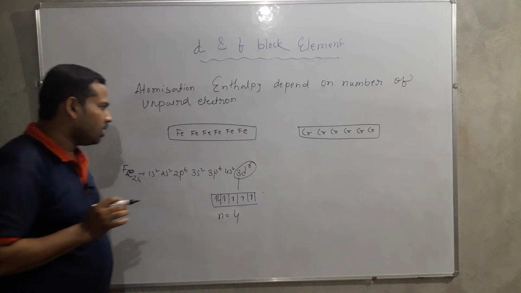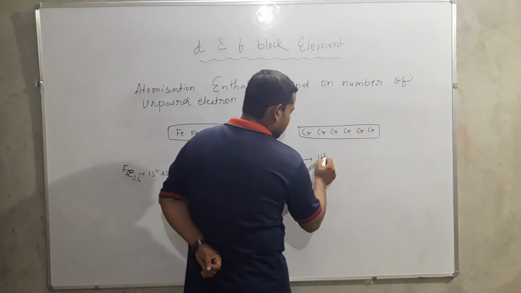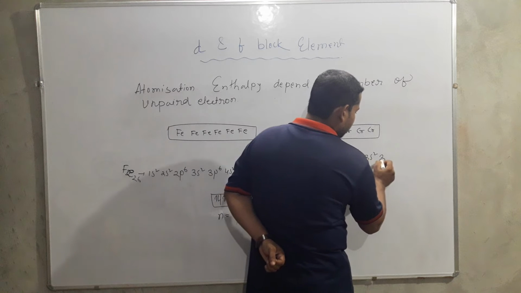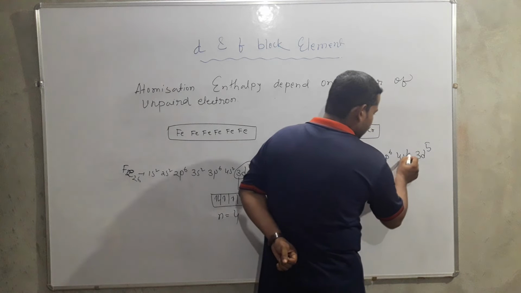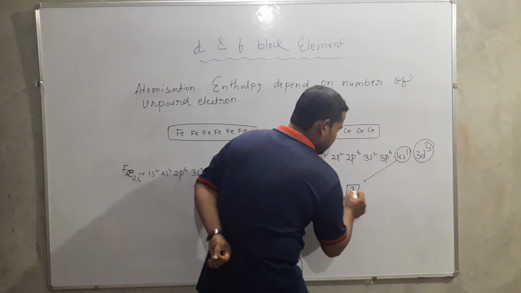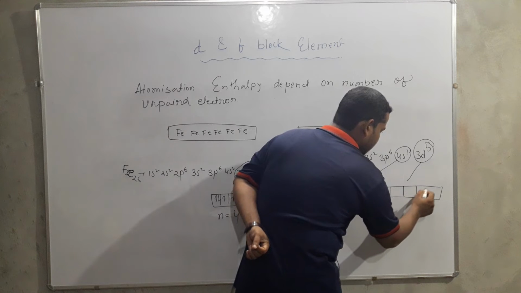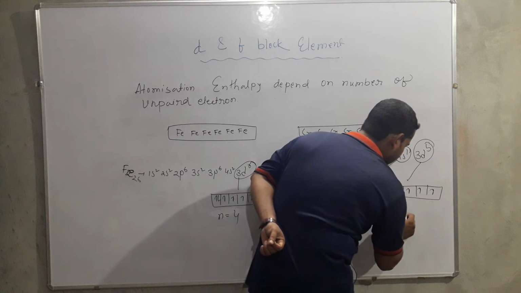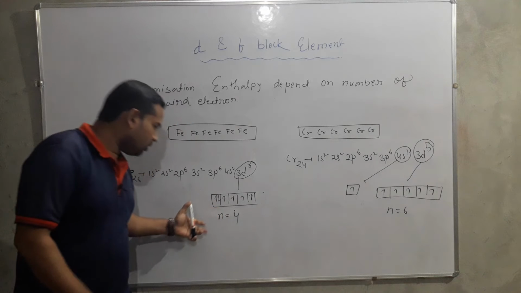Clear people? If you draw chromium, its configuration, 24, 1s2, 2s2, 2p6, 3s2, 3p6, 4s1, 3d5. So this is the unpaired, this is also unfilled. So draw its electrons, 1, 2, 3, 4, 5, 1. Therefore n equal to 6. That is, chromium contains 6 unpaired electrons, whereas iron contains only 4 unpaired electrons.